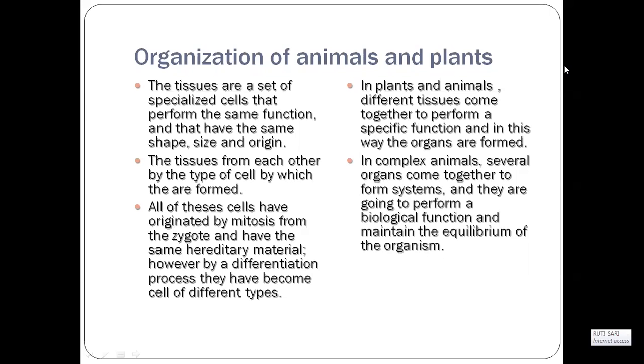Pero a partir de esta única célula que se formó del cigoto, va a darse una diferenciación en los tipos de célula. Es decir, no voy a tener una sola célula, sino voy a tener varios tipos de célula a partir del cigoto. ¿Y gracias a qué?